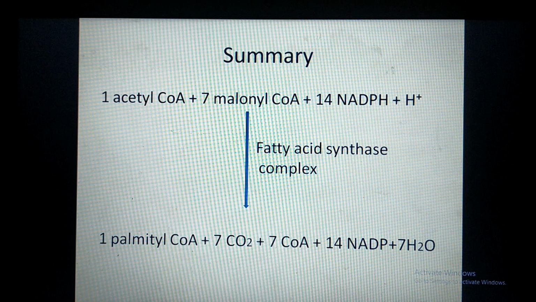and at every cycle 1 carbon dioxide is removed, so you will get 7 carbon dioxide molecules plus 7 coenzymes removed, and 14 NADPH molecules are oxidized to 14 NADP molecules. Here we have seen dehydration takes place at each step, so 7 water molecules are also formed.